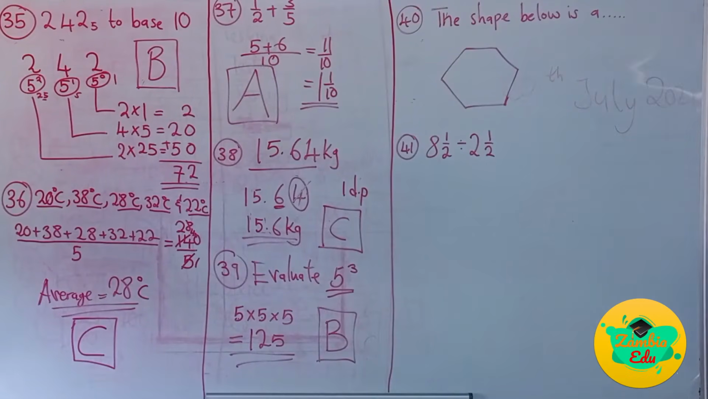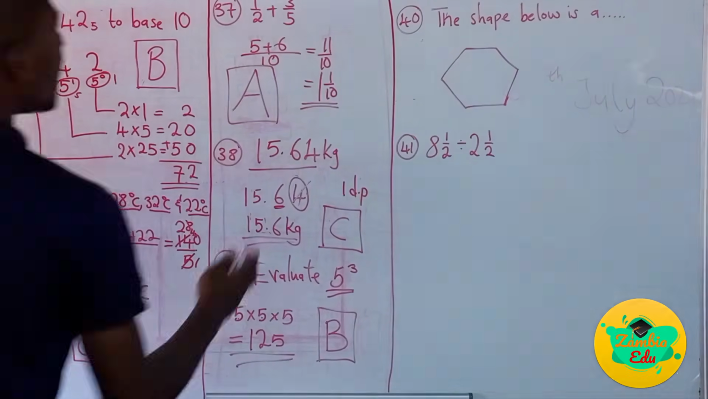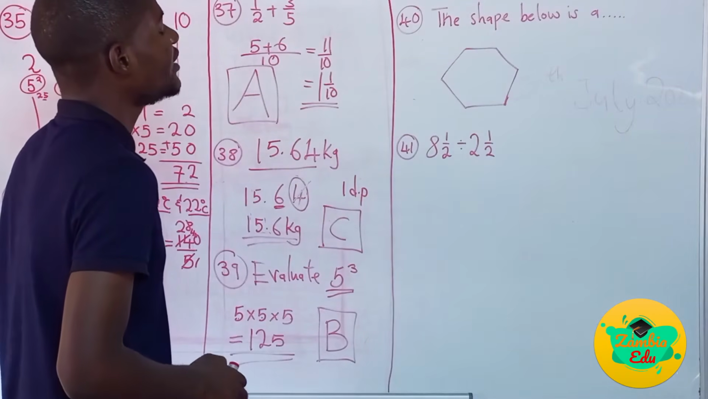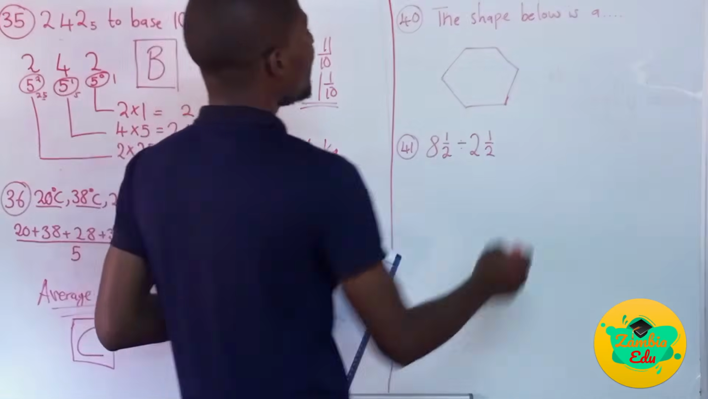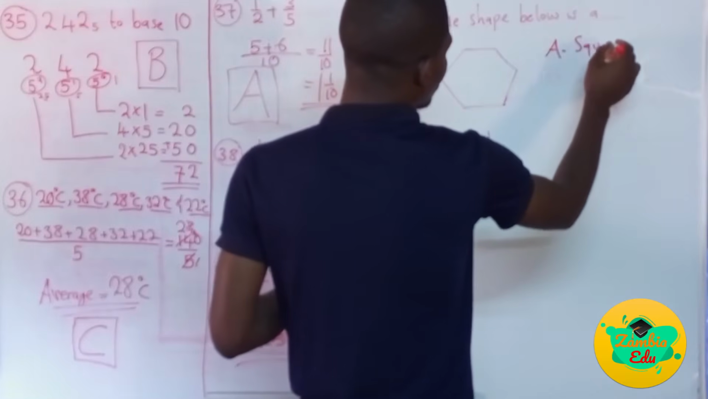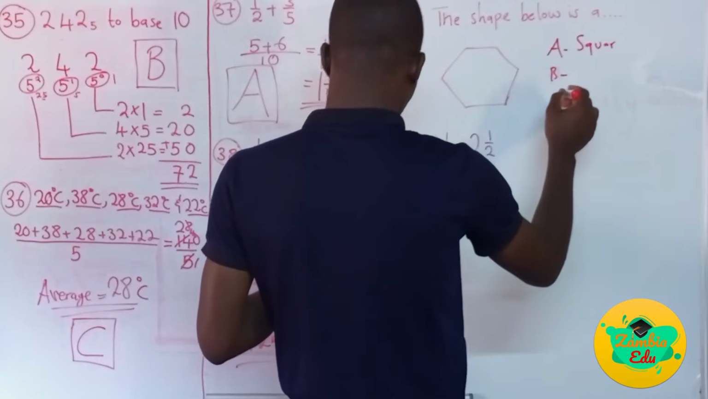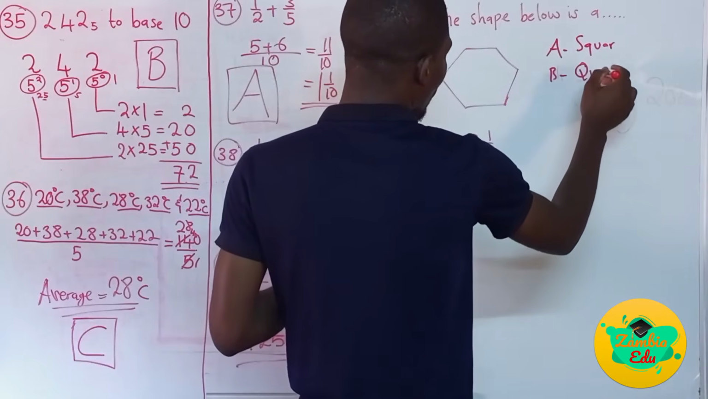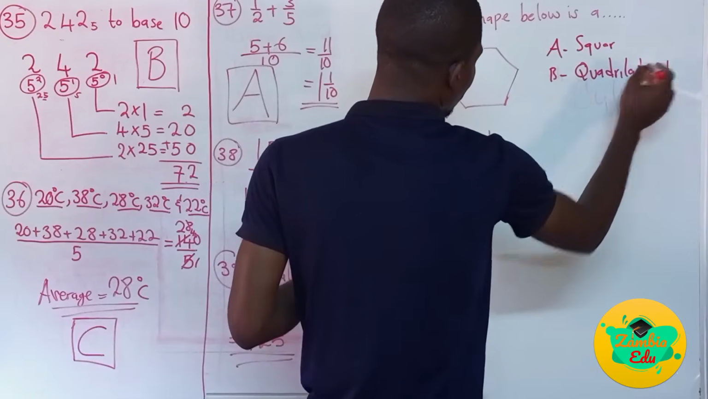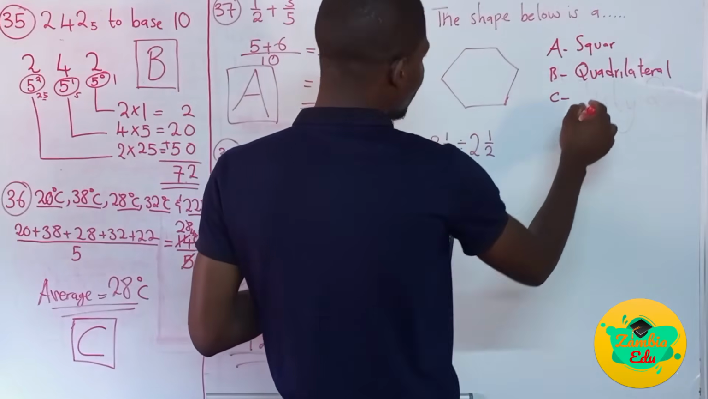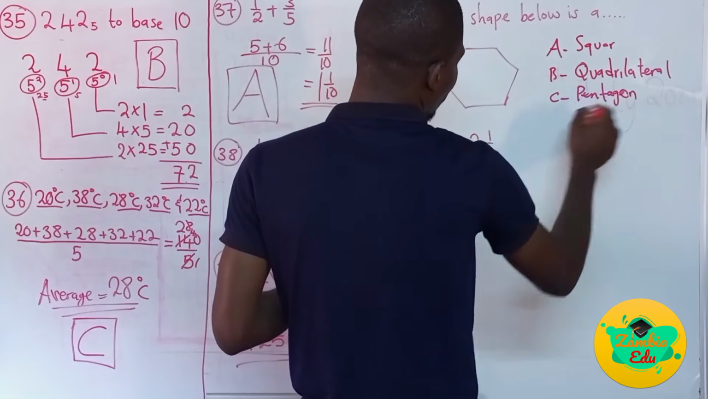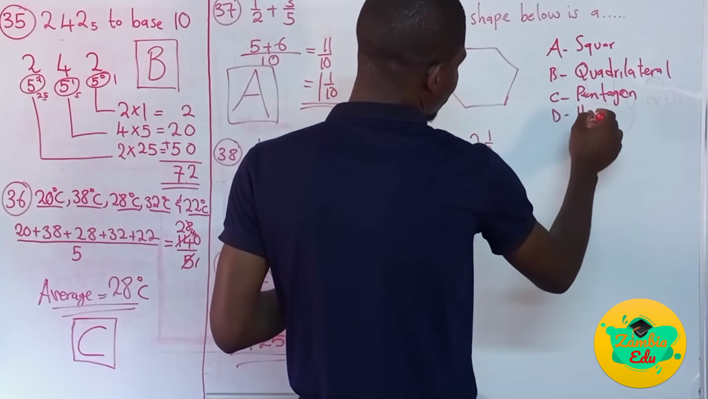Question number 40 says the shape below is a. Our multiple choice A is a square, B is a quadrilateral, C says the shape probably is a pentagon, and D says the shape is a hexagon.